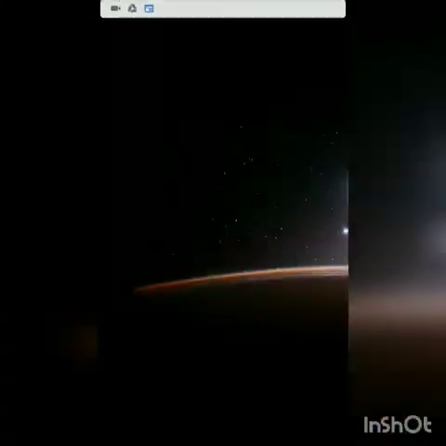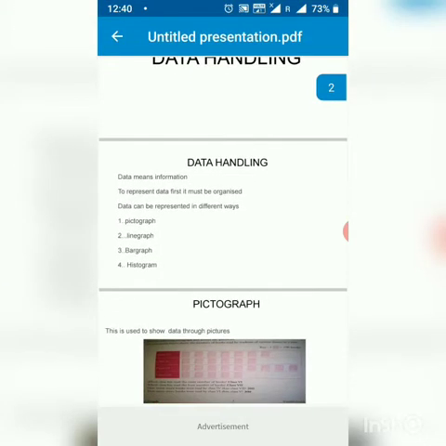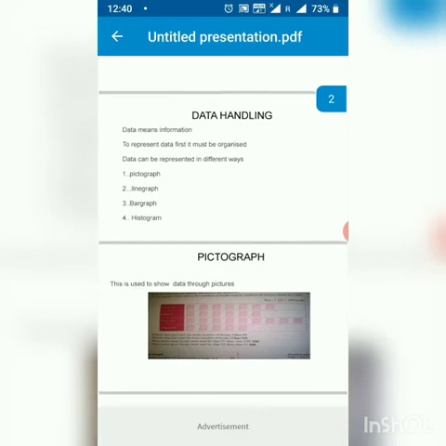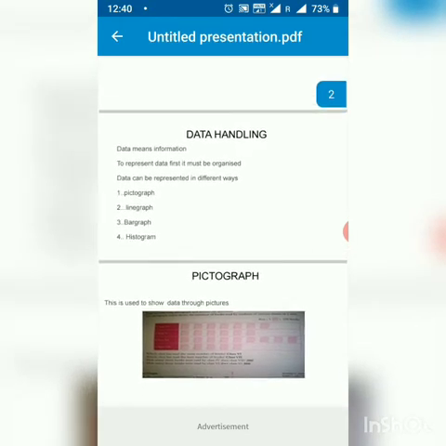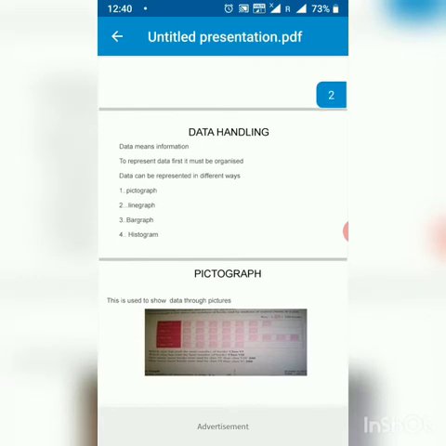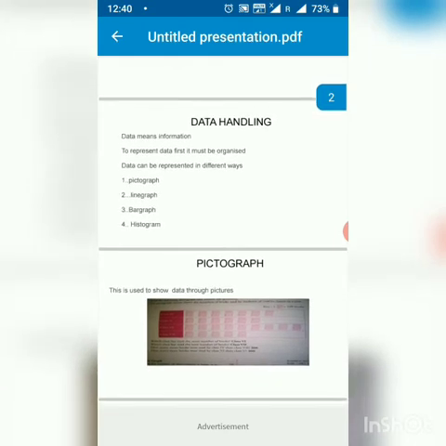And when the data are collected and it is represented in a particular way, that is known as representation of the data. And when the data is represented, by seeing the data we can analyze the data and we can answer many questions related to data, and we can gather more information related to data. So for that we have to represent the data in a systematic way, and that can be done in different methods. So what are they?